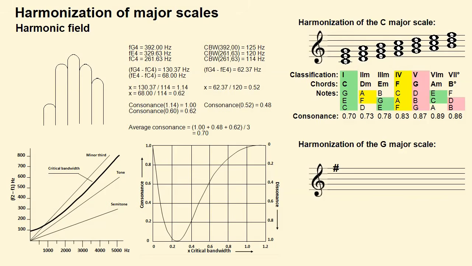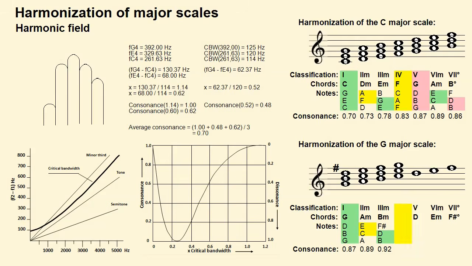To consolidate these ideas, it is useful to consider the harmonization of the G major scale. This harmonization is carried out in exactly the same way as that used to harmonize the C major scale. G, A, B, C, D. The result is shown at the bottom right of the screen.